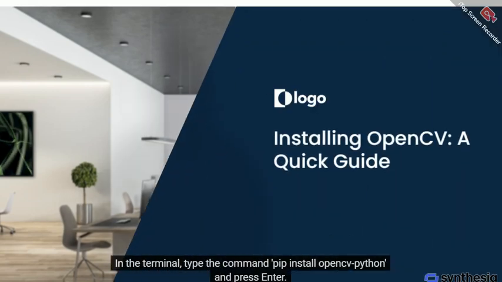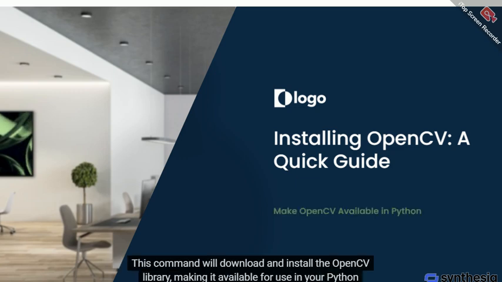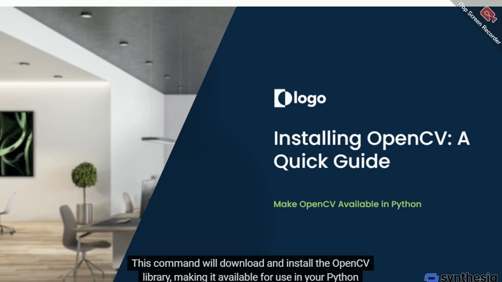In the terminal, type the command pip install opencv-python and press Enter. This command will download and install the OpenCV library, making it available for use in your Python projects.